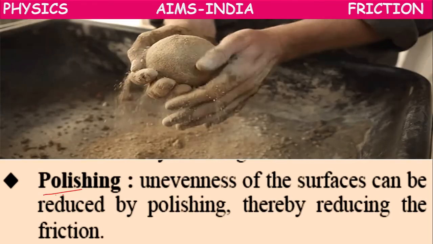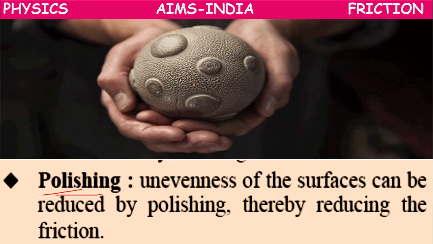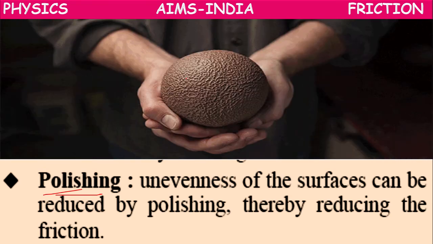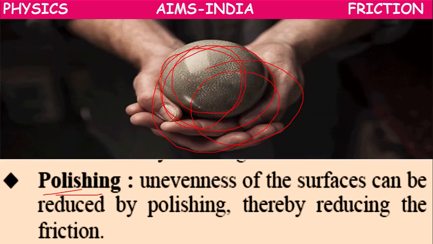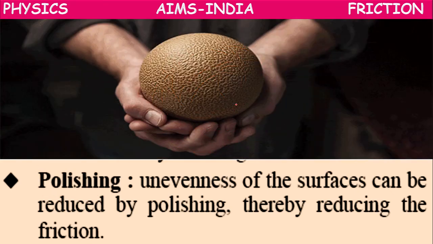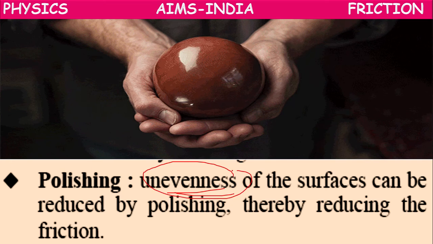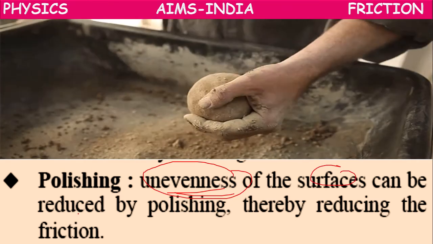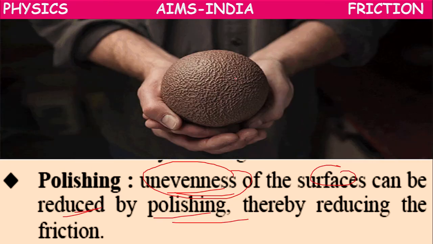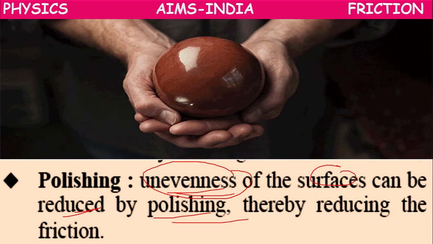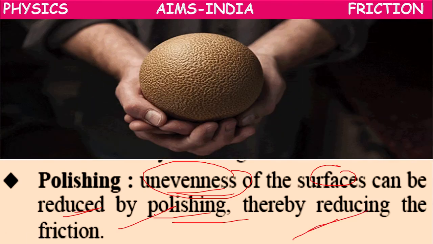Or polishing. Suppose, see this ball, how he is making the ball. In the beginning the ball was rough. But finally after polishing it, like a cork ball or cricket ball, what happens? Unevenness of the surfaces can be reduced by polishing. It will become smoother by polishing. So friction will be reduced.